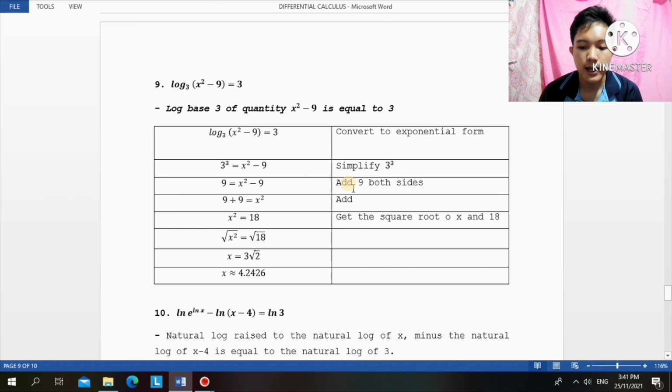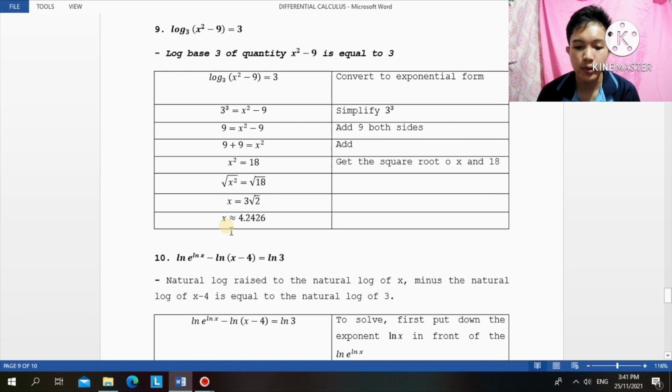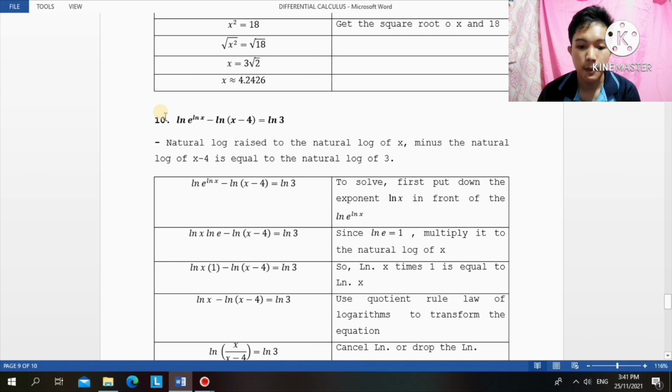Then add 9 to both sides. So 9 plus 9 is equal to x squared. Then 9 plus 9 is equal to 18. So get the square root of x squared and 18. The square root of x squared is equal to x. Then the square root of 18 is equal to 3 times the square root of 2, or x is approximately 4.2426.